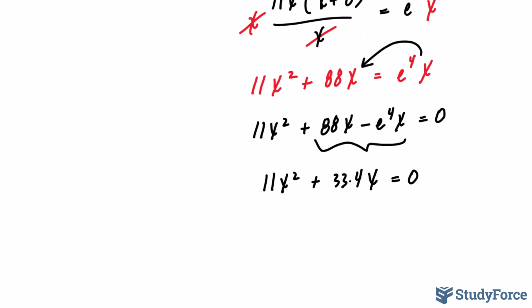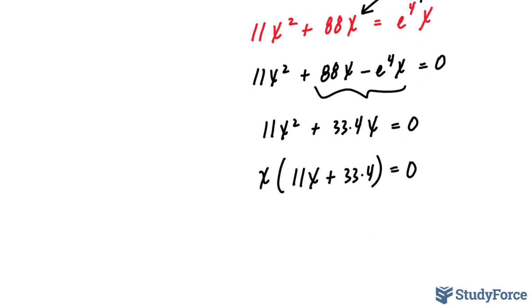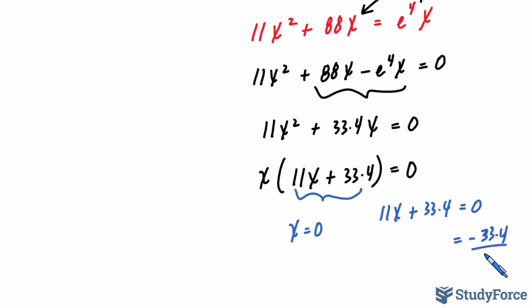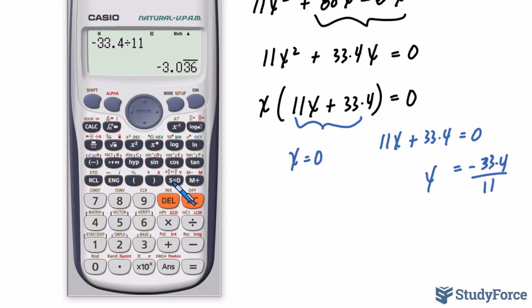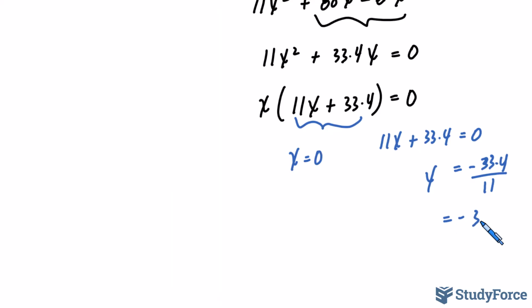I'll common factor now the x from both of these terms, leaving us with x times 11x plus 33.4 is equal to 0. And we end up getting two potential answers. x is equal to 0, and solving the other, negative 33.4 divided by 11, we get roughly negative 3. So we need to check now if any of these are potential answers.